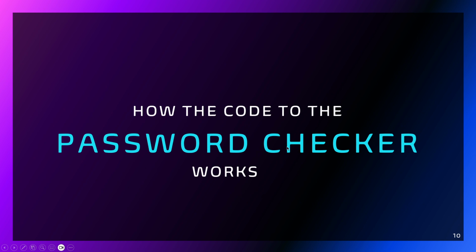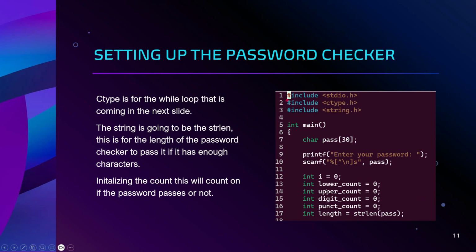Now we're going to do the password checker and how it works. Setting up the password checker, again, stdio does the same thing. The ctype is for the while loop that is coming in the next slide. The string is going to be the string length. This is for the length of the password checker to pass it if it has enough characters, initializing the counter, and count on the password passes or not.